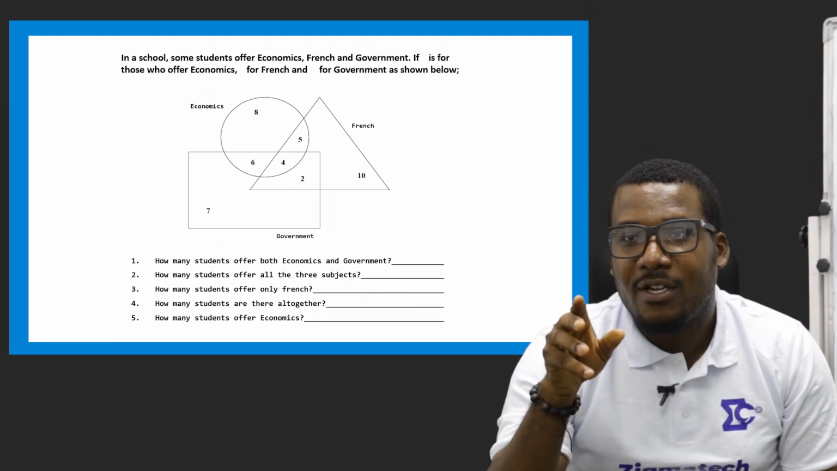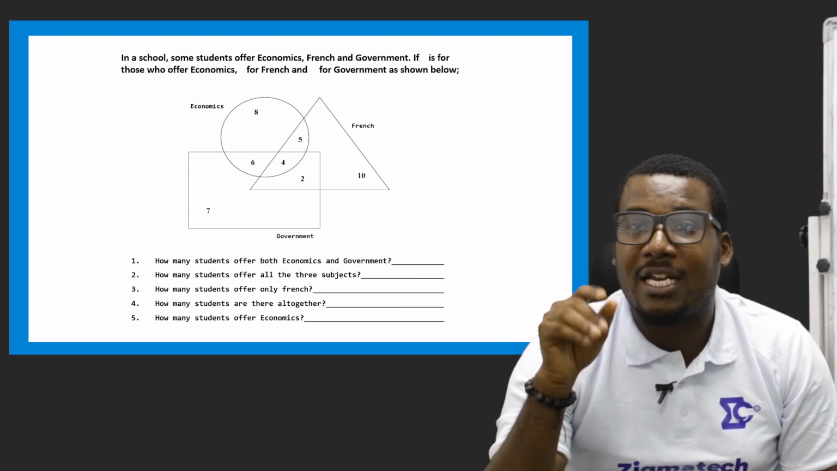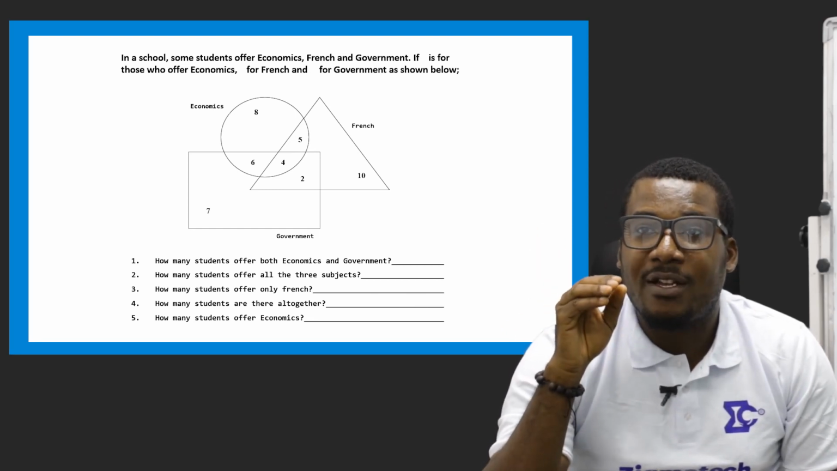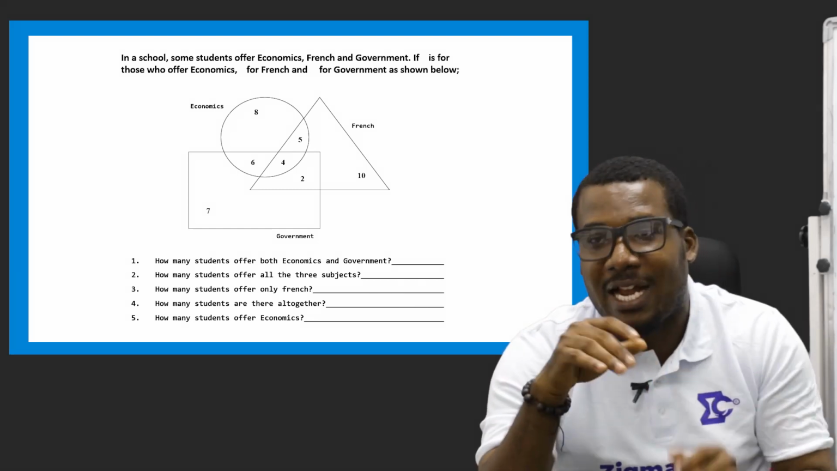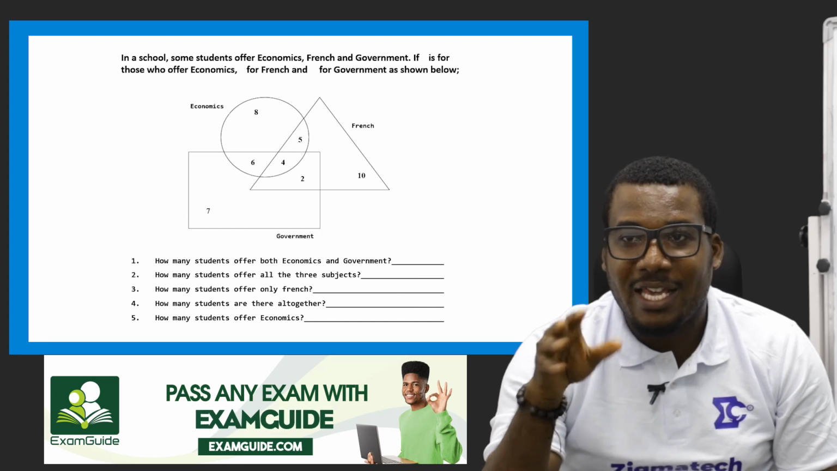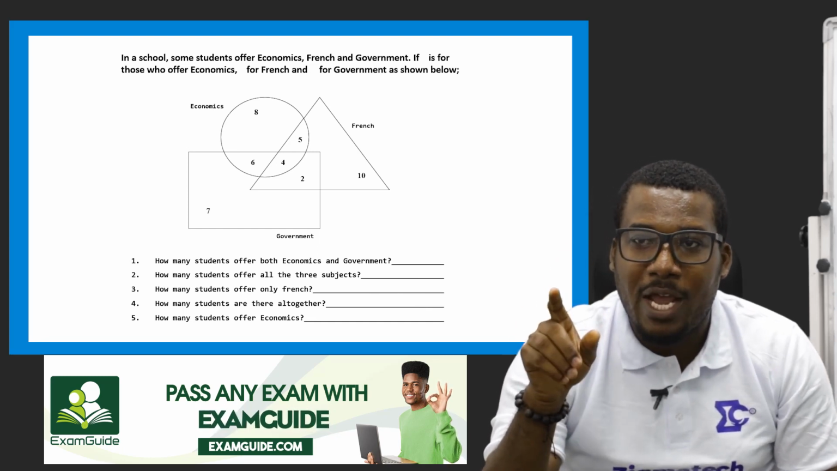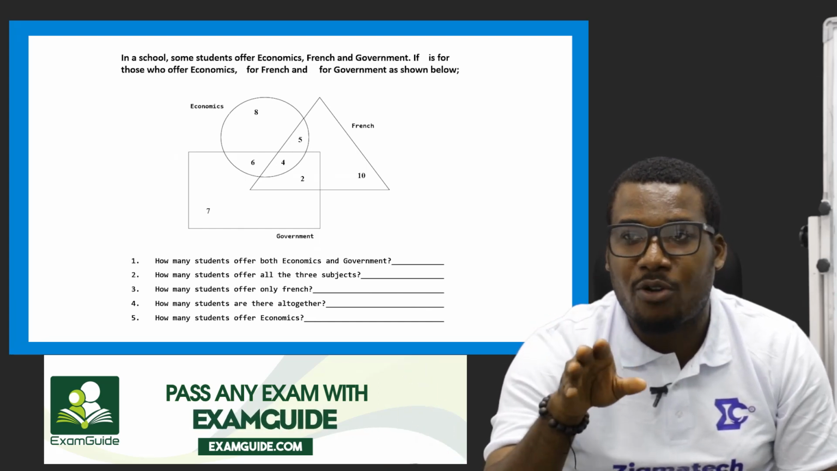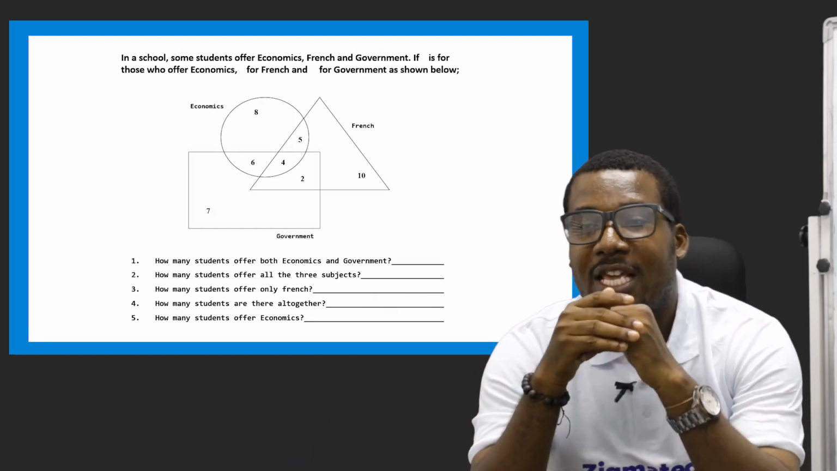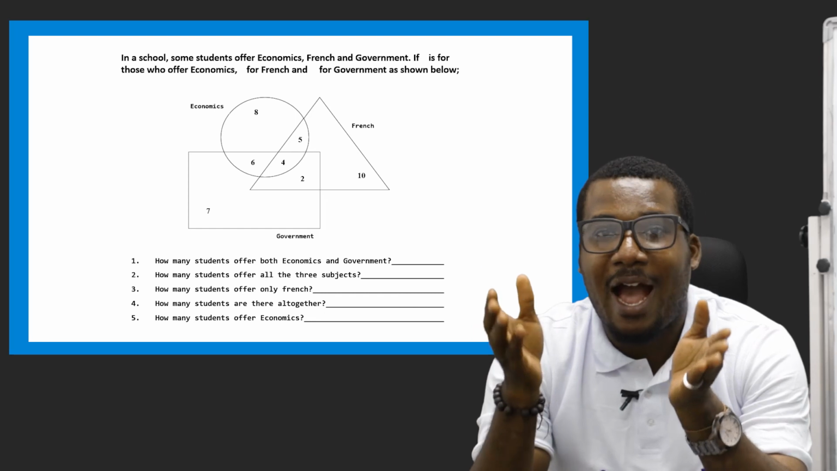Now that 5, you can see the rectangular, the triangular and the circular figures are engaged with that 5. They all meet at that 5. But the rectangular is still outside that 5. The place where the triangle and the circle meet, not the rectangle, is designated to those who offer economics and French.